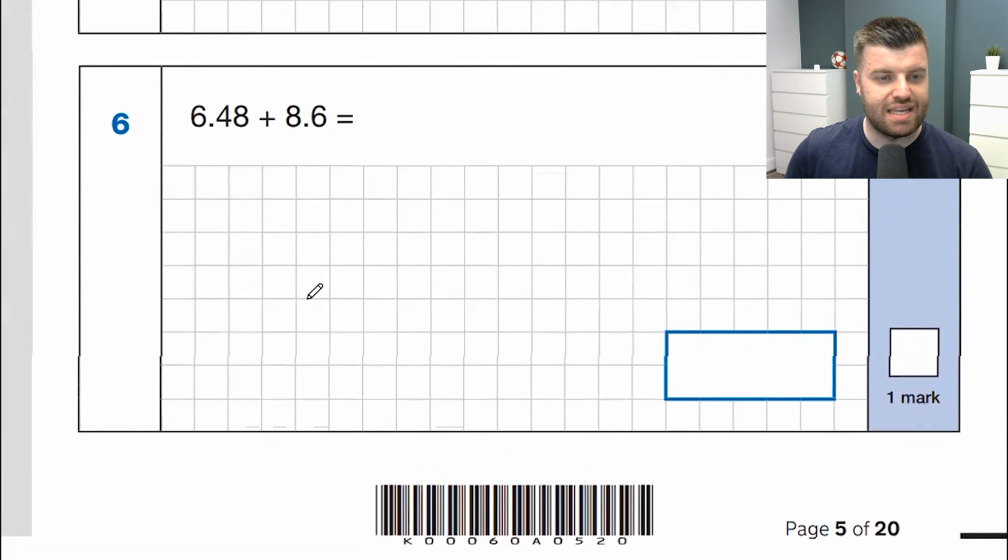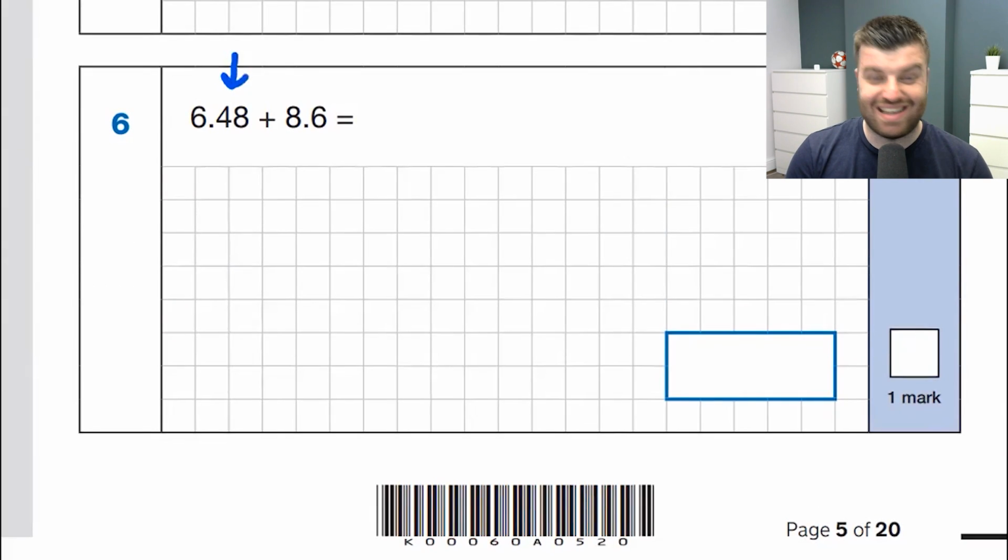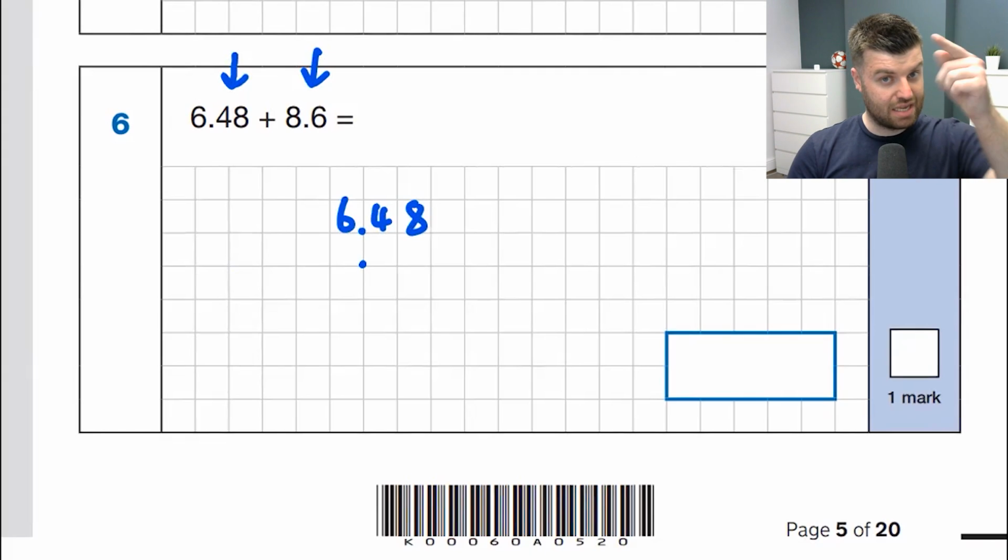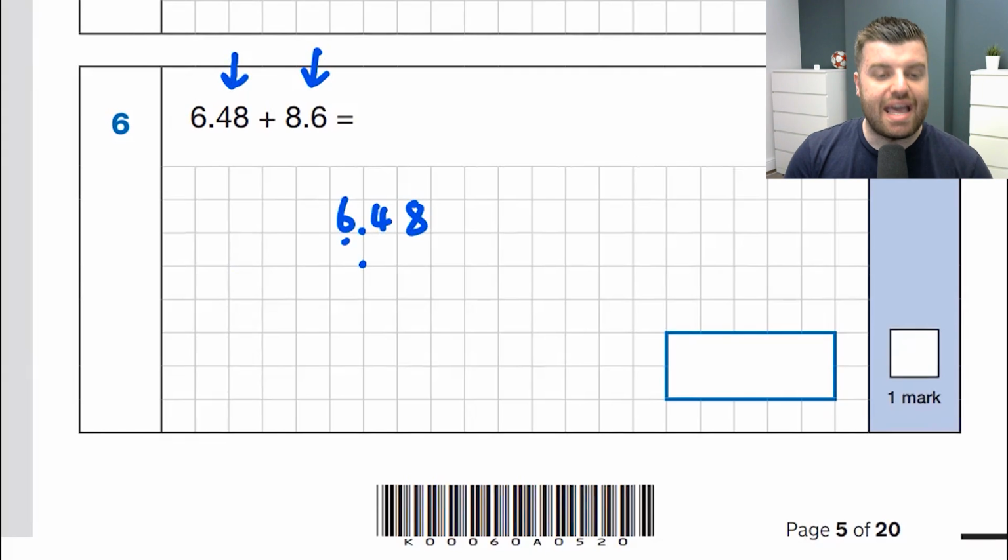Let's take a look at question 6. Decimals. And what do you notice straight away? Well, hopefully it's that this number has 2 decimal places and this number has 1. So I always tell my children at school to button up the shirt. Let's line these up. 6.48 plus my decimals in a row, just like on a shirt, 8.6. There's no danger of messing up my place value columns.